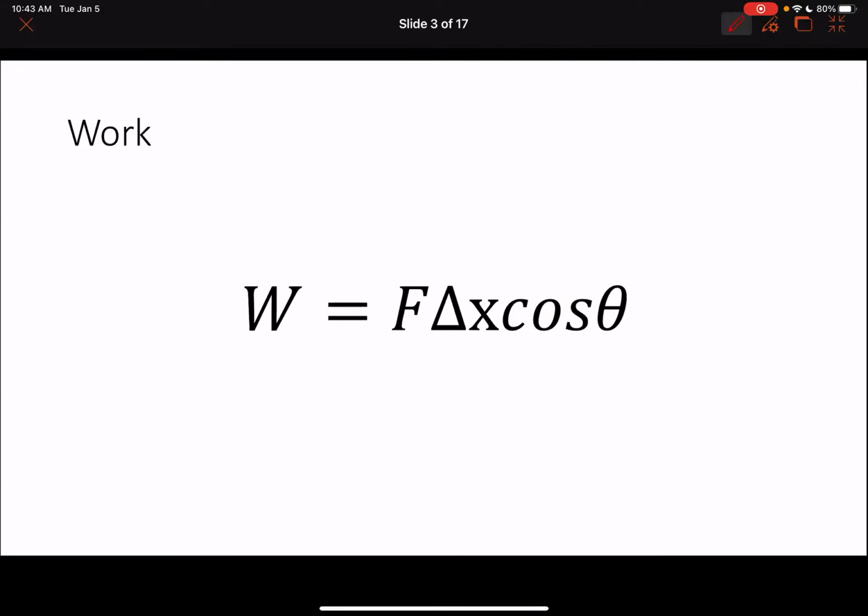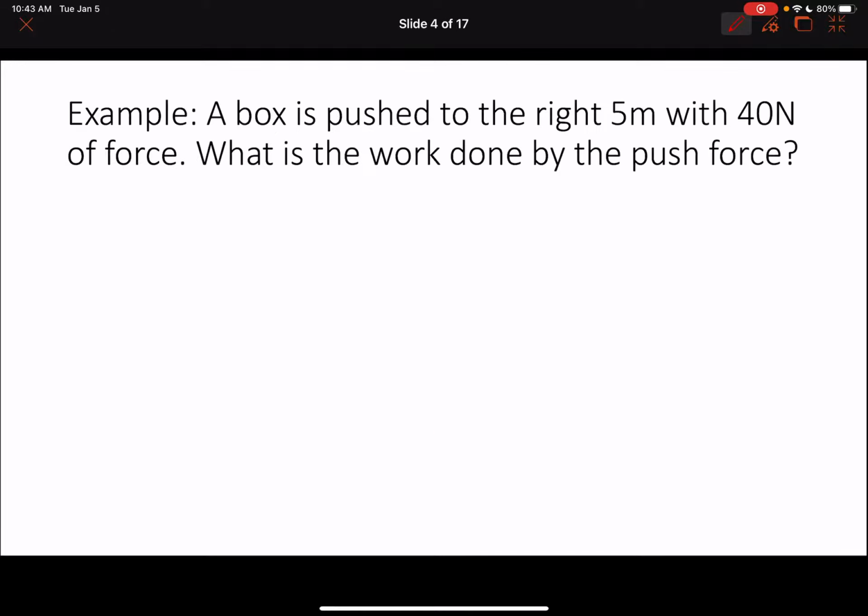Let's just say we have a box on a surface being pushed to the right. Okay. The box is pushed to the right 5 meters with 40 newtons of force. What is the work done by the push force? So we have a box on a surface. We're pushing to the right with a force of 40 newtons. And then, of course, if we push to the right, we're probably also going to move to the right 5 meters. And let's say we move 5 meters. Okay.